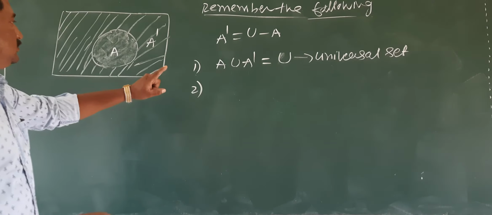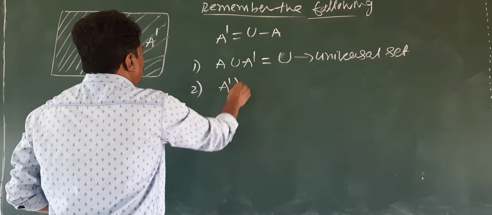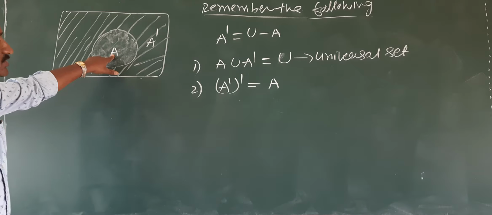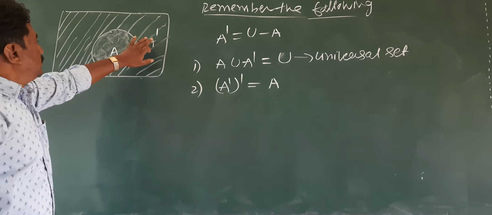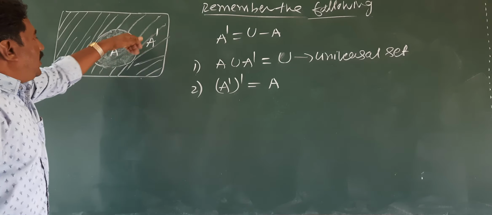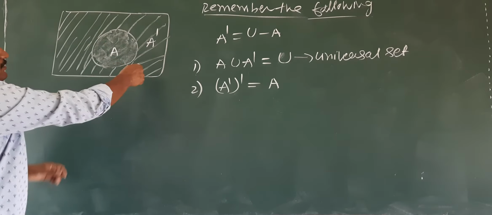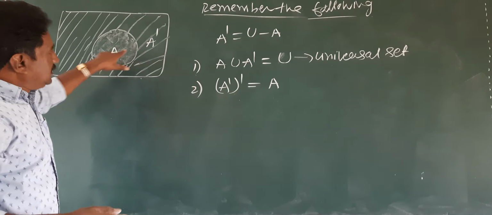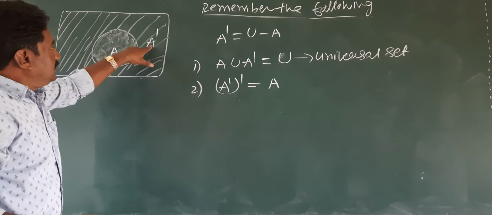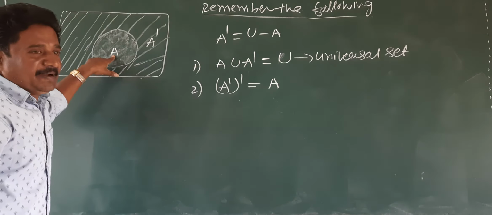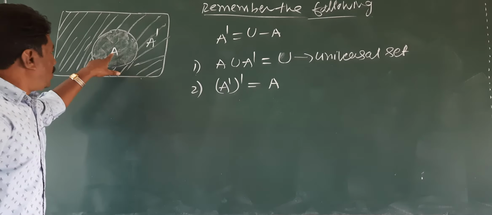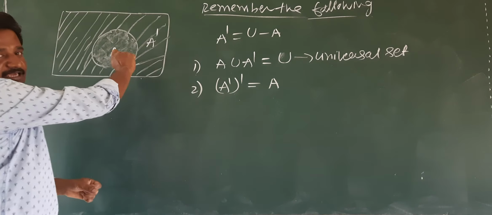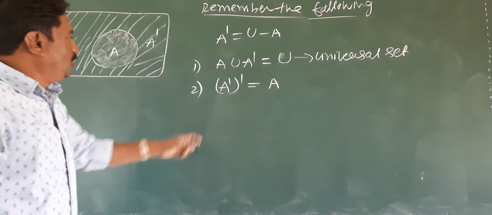Second one, A dash dash is always A. Look at this: A dash means you will get this line-marked part. The complement of A dash is A. The complement of A is A dash, and the complement of A dash is A, that is, U minus A.